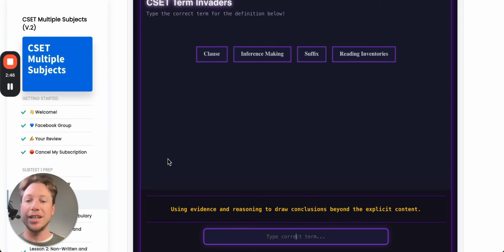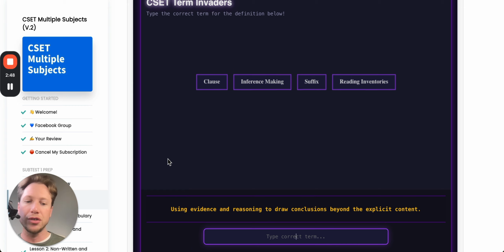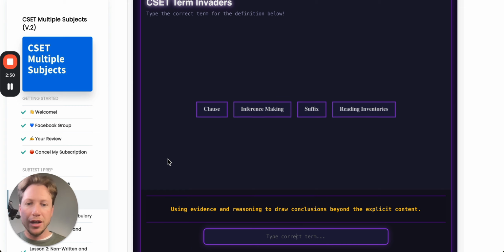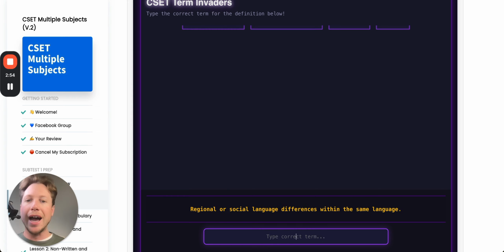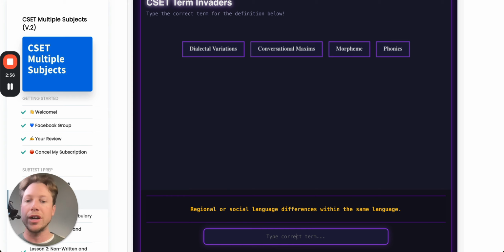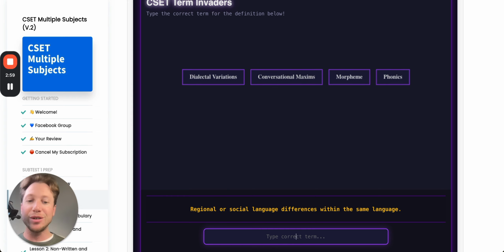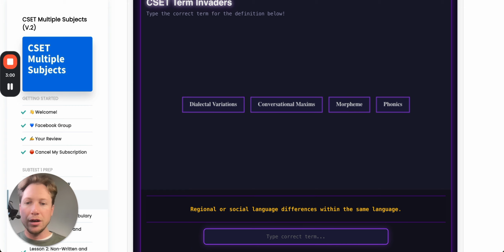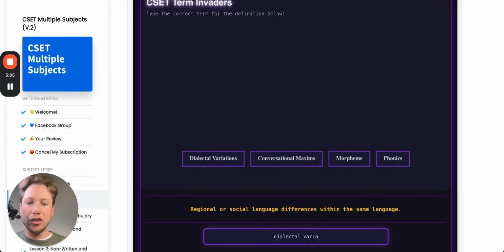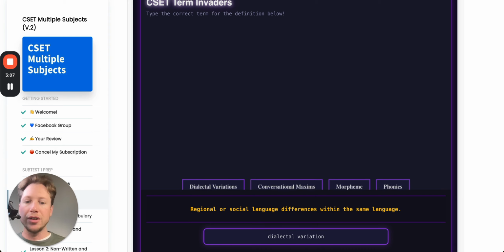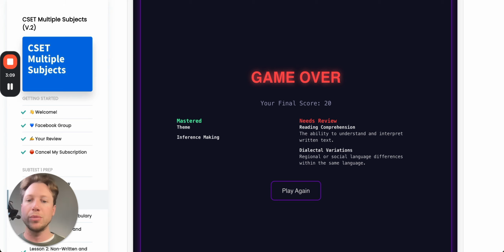So let's just play this together. Using evidence and reasoning to draw conclusions beyond evidence and reasoning. Inference making. All right, so what you should be doing while I'm typing is selecting the correct term too. Regional or social language differences. All right, let's go here. Dialectal variations. All right, my computer is actually a little bit slow, because it's recording the screen.